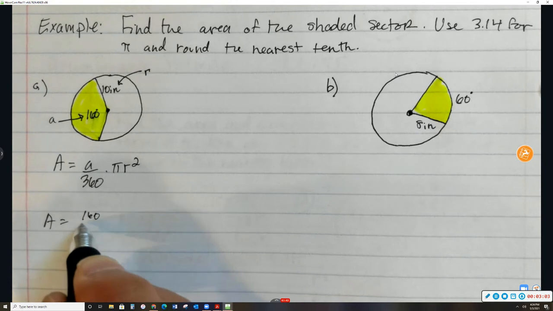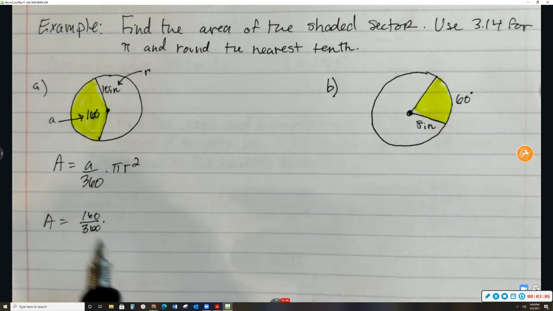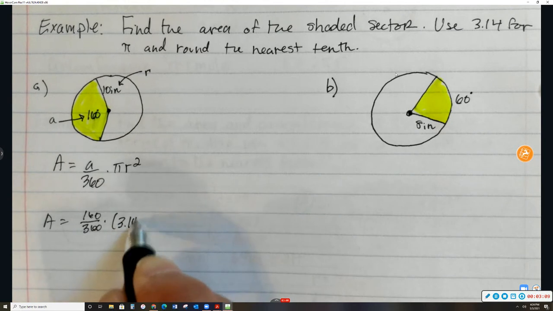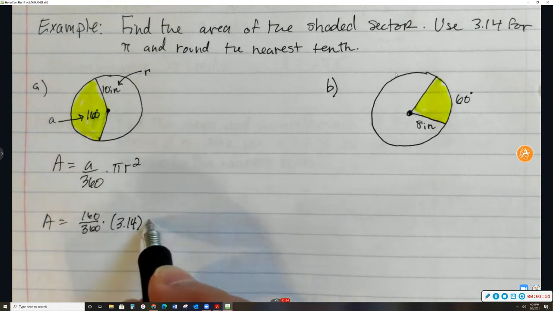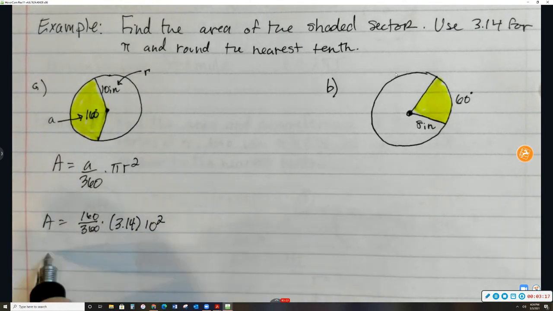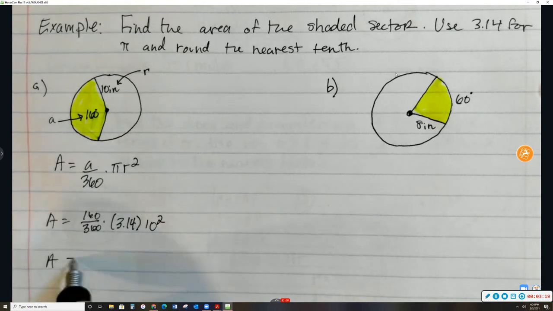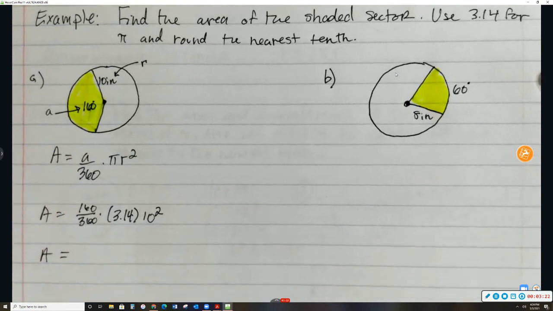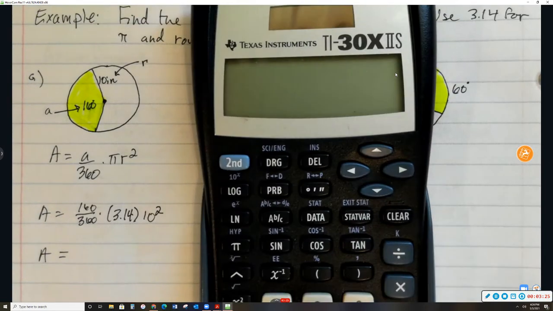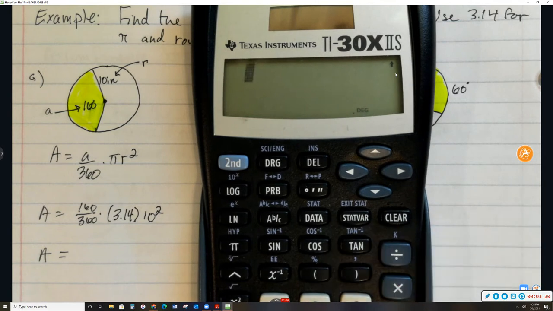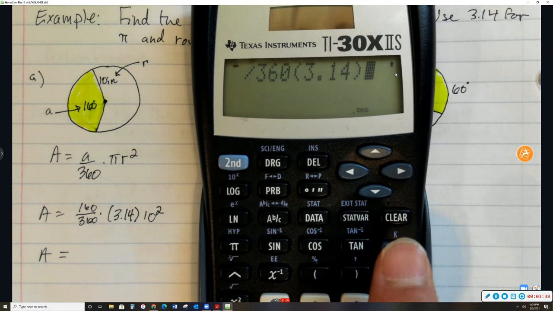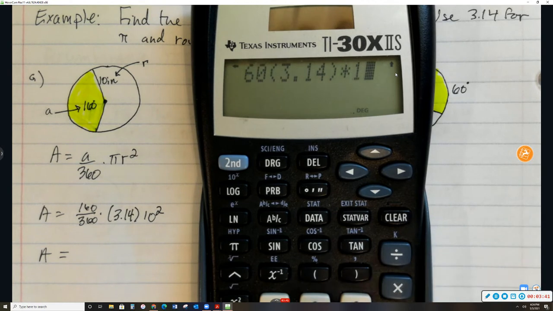So I have 160 as A, 360 on the bottom. Instead of pi, I'm going to put 3.14, and I'm just going to put parentheses around it to separate a little bit. And then the radius is 10, 10 squared. And then all of this, I can type into a calculator. Get yourself a good calculator, or use the calculator Desmos. So it's 160 divided by 360, in parentheses to separate it a little, and then times 3.14 times 10 squared.